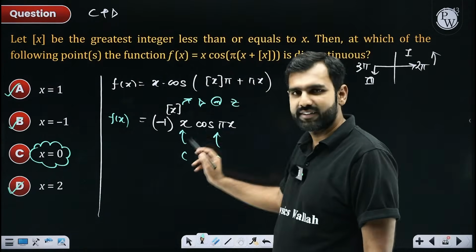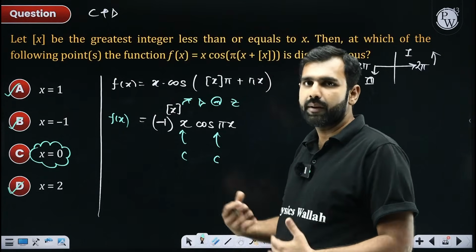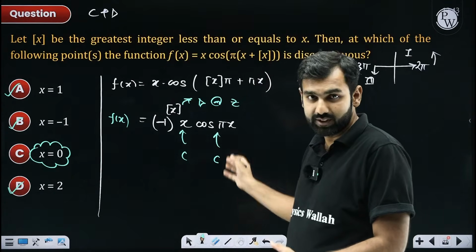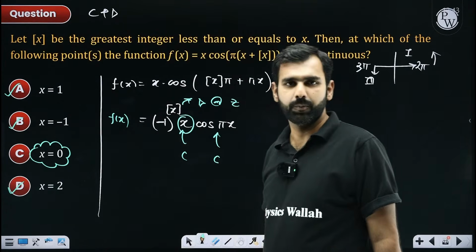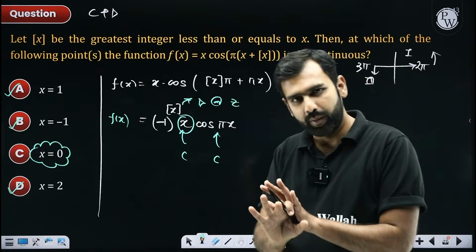I hope cos pi x is not becoming 0 at pi, 2 pi, 3 pi, 4 pi, so I need not bother about that becoming 0. So only this part could become 0, and this x could become 0 when x was 0. That's great. So I hope everybody got this.